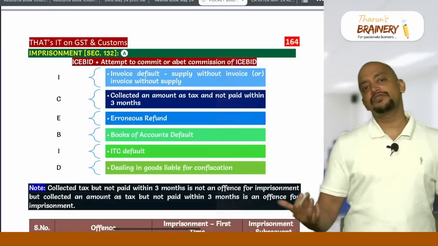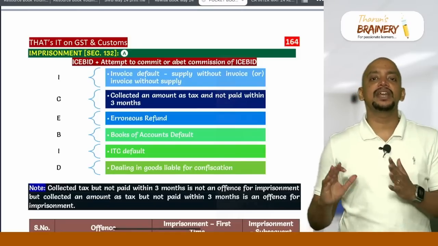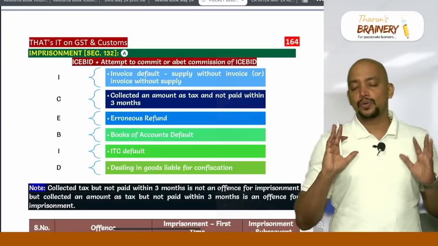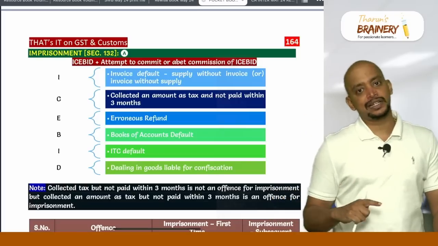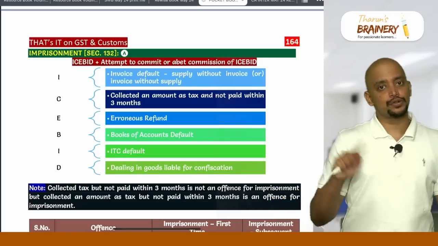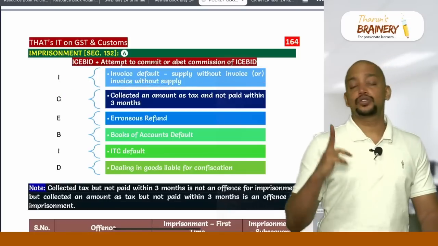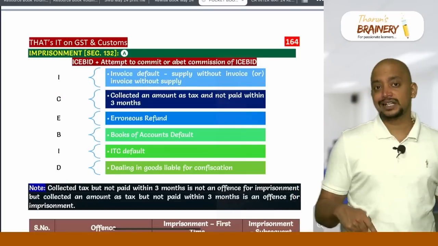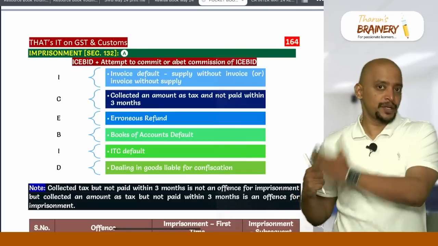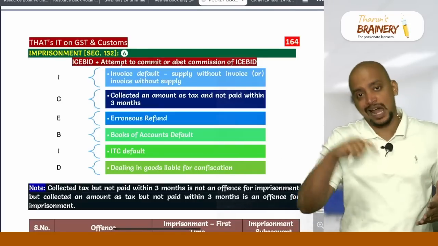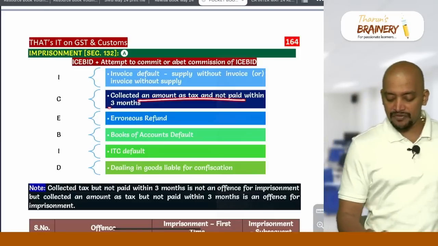Previously a lot of offences were covered under imprisonment, but now it is only ICEBID, ICE bid. What is that? I for invoice default. Two invoice defaults are there: supply without invoice, invoice without supply. Both these offences are covered here. And C, there are actually two C's: collected amount as tax, and collected tax not paid within 3 months. Collected tax not paid within 3 months is not an offence for imprisonment, but if you collected some amount representing it as tax and did not pay within 3 months, that is an offence for imprisonment.